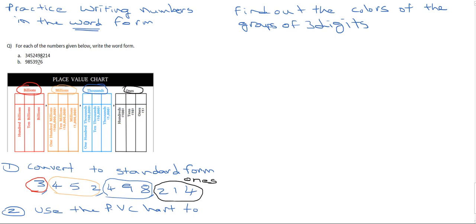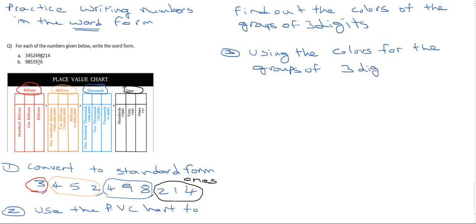Third step is using the colors for the groups of three digits and the place value chart, write the word form.